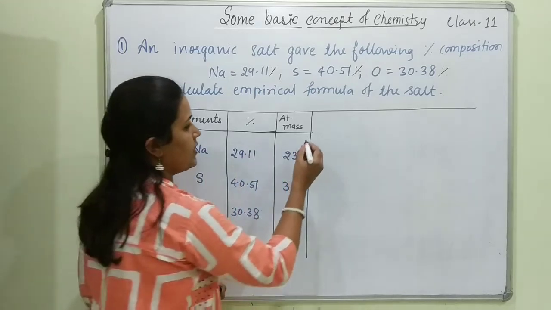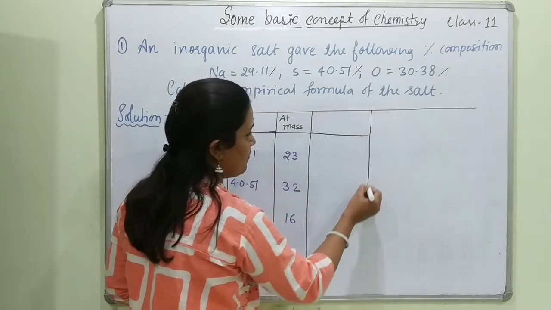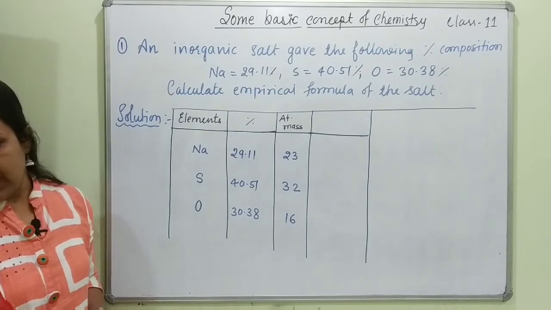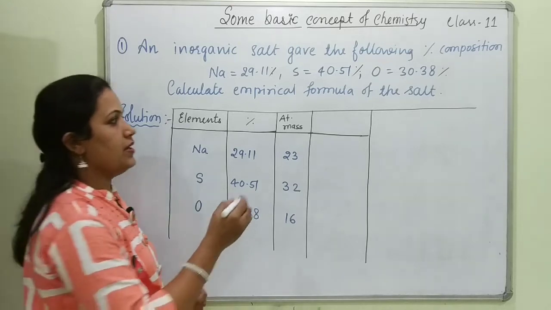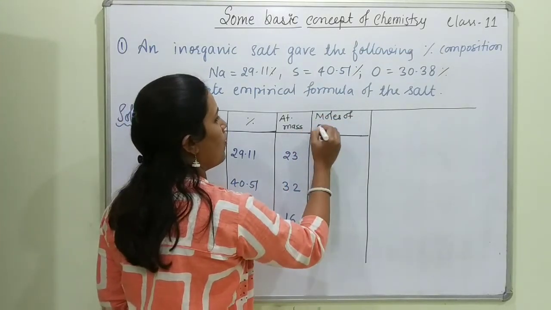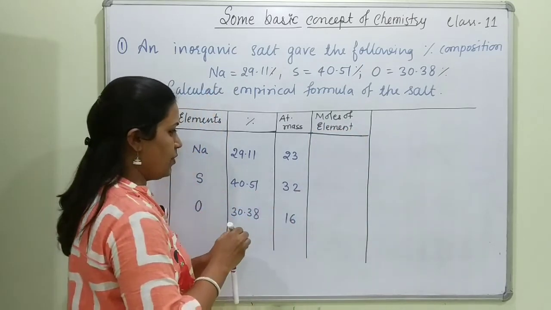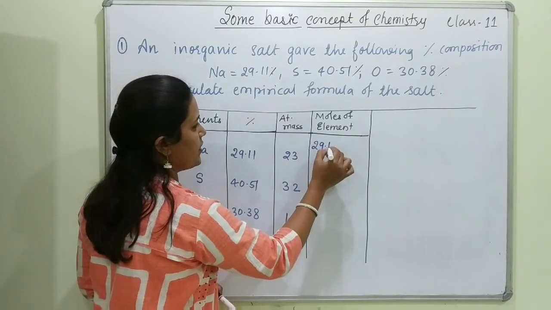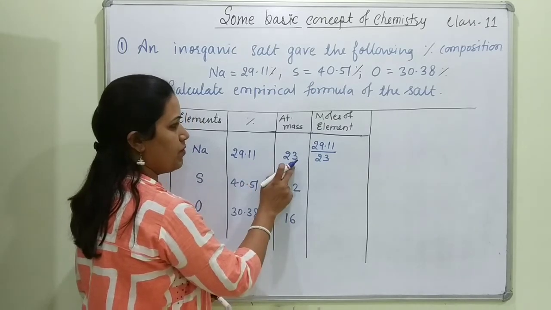Now let's see what we need to do next. In the next column, we will calculate the moles of the element. Here we are going to calculate the moles of each particular element. And how can we calculate the moles of a particular element? Here I am telling you: first of all, write down the percentage upon 23, that is, percentage upon atomic mass.